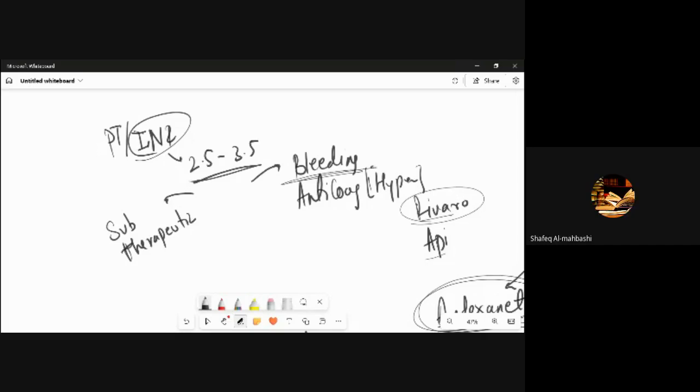Can I add something if you don't mind? Usually INR is normally around 1. So when we give warfarin, we like it to reach 2.5. That means this is our target. So our target is 2.5. That is correct. And then the accepted range would be around 2.5 to 3.5. So it is safe as long as it's still within 3.5.